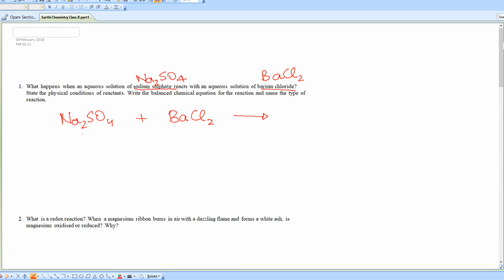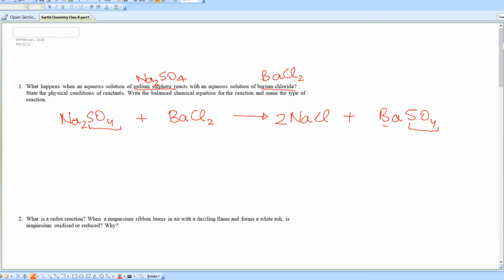Now this can be a double displacement reaction. Simply, sodium will swap its partner with barium. So we will get sodium chloride plus barium sulfate. First we will complete the chemical equation, then we will think about balancing it. First start with the metal. Sodium we have 2 on the left hand side, so we'll put 2. Barium is 1 and barium is 1. Sulfate ion, 1. Chloride ions are 2, two chloride ions on the right hand side. So this is the balanced chemical equation.